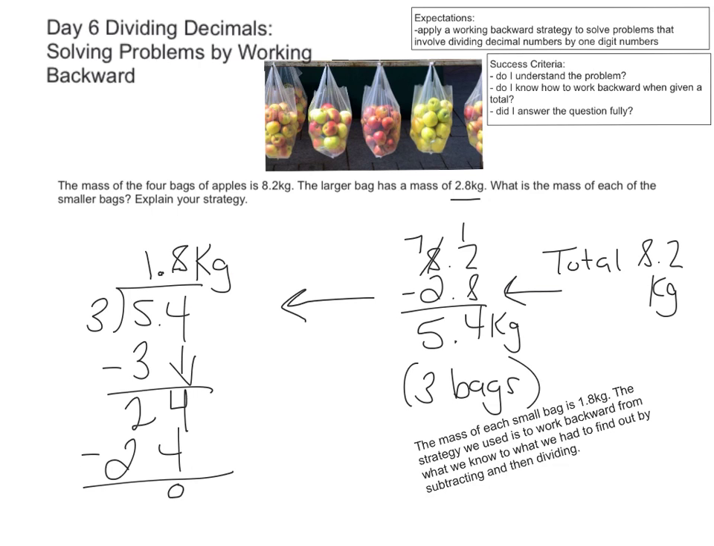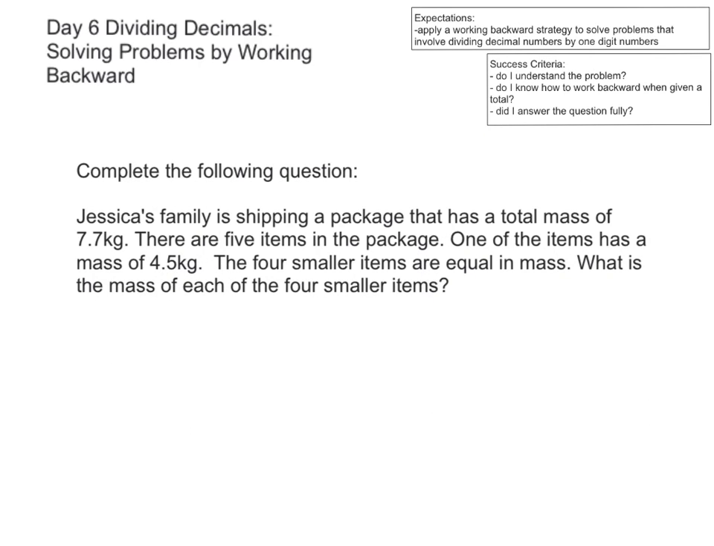So now, boys and girls, it is now your turn to do a problem by yourselves and get it done for class tomorrow. So complete the following question. Jessica's family is shipping a package that has a total mass of 7.7 kilograms. There are 5 items in the package. One of the items has a mass of 4.5 kilograms. The 4 smaller items are equal in mass. What is the mass of each of the 4 smaller items? So again, grade 6s, make sure you get this question done for our next class.